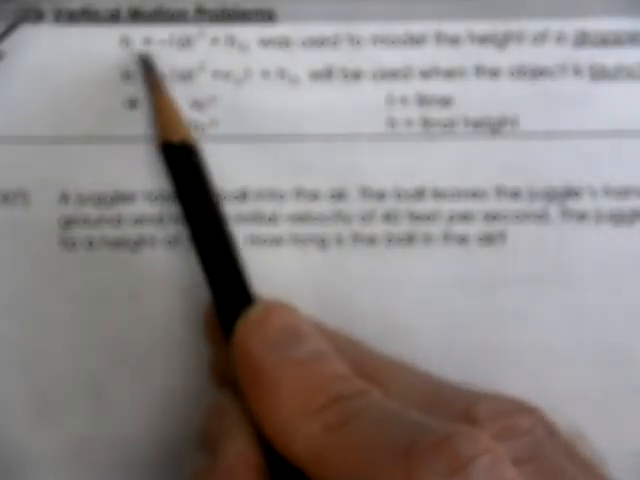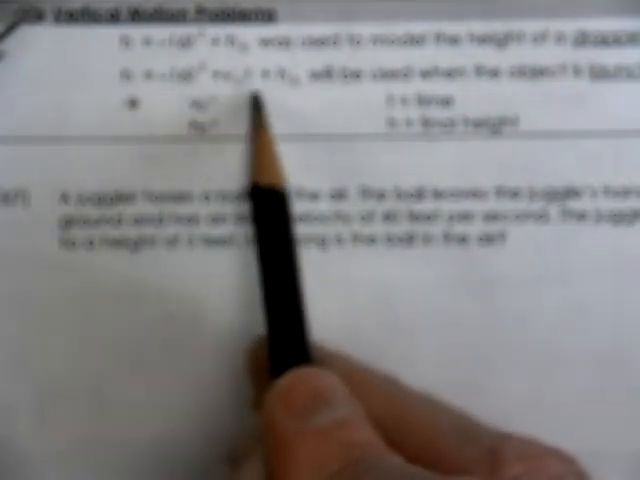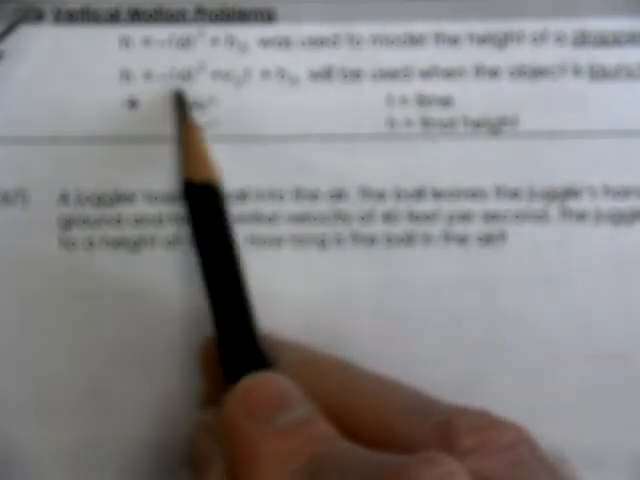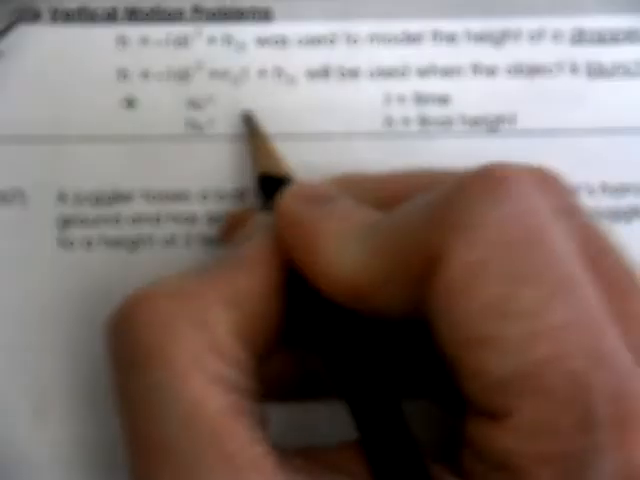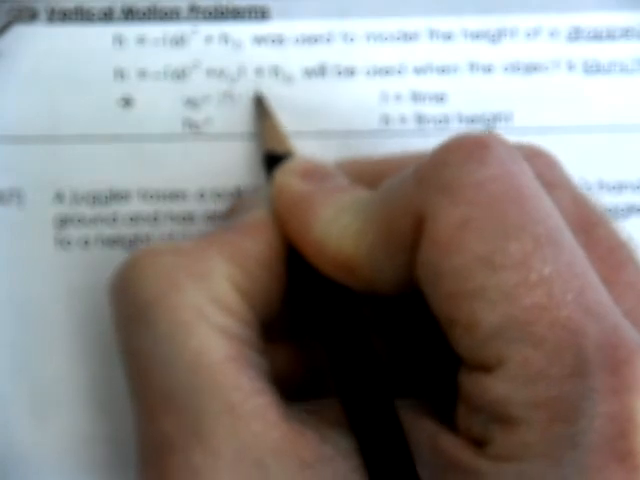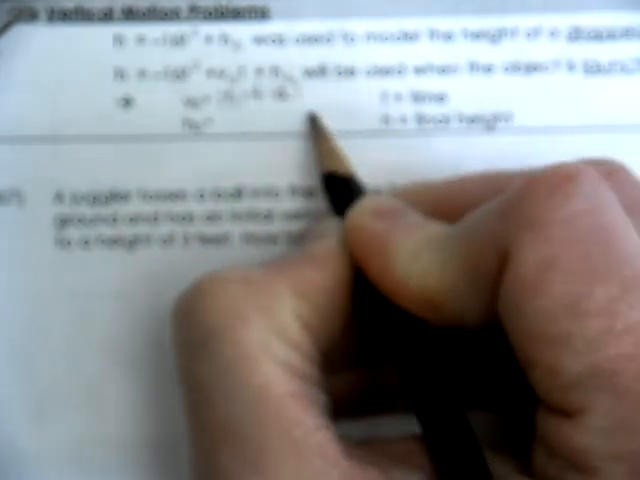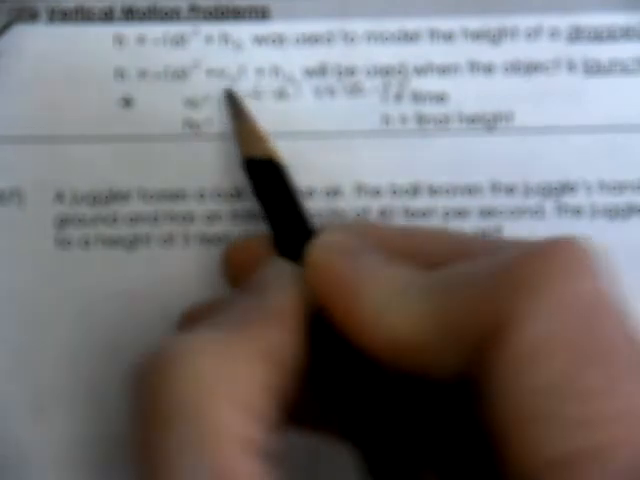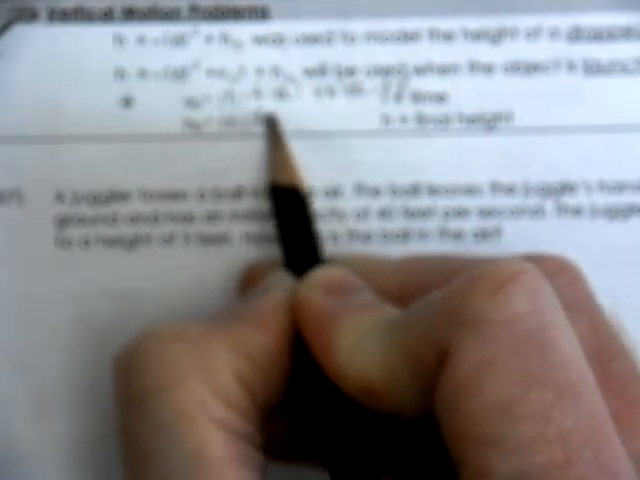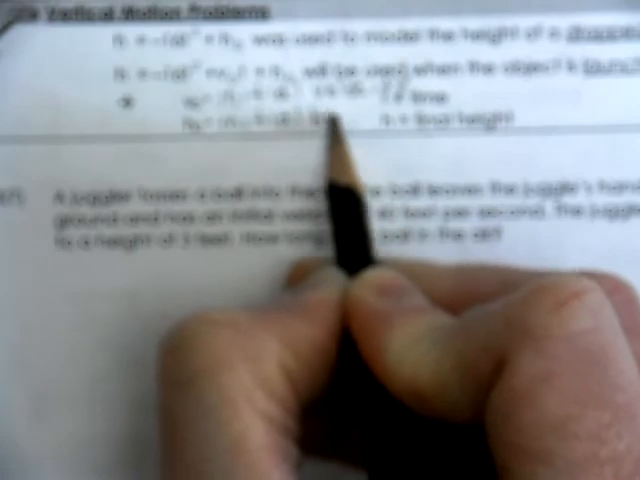Our last example here. Here's the formula for when we drop an object. Here's the formula when you launch it or throw it or kick it or hit it. That's this formula. So V of O is the new variable. It's the initial velocity. H of O, just like it was before, is considered the initial height.